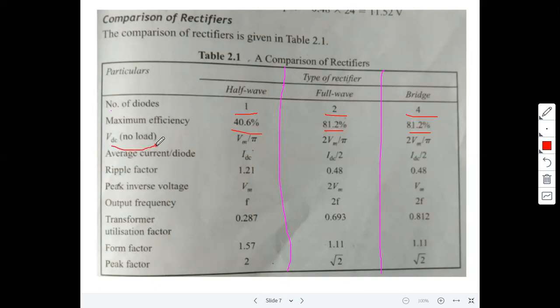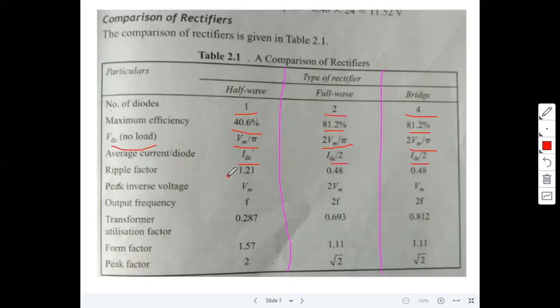Now the no load DC voltage, VDC or average value, is equal to Vm by pi only, 0.318 like that. In half wave rectifier, the DC component at the output is less than the AC component. Whereas in full wave rectifiers, it is 2 Vm by pi. And the average current across the diode is IDC by 2 here, and here also IDC by 2.